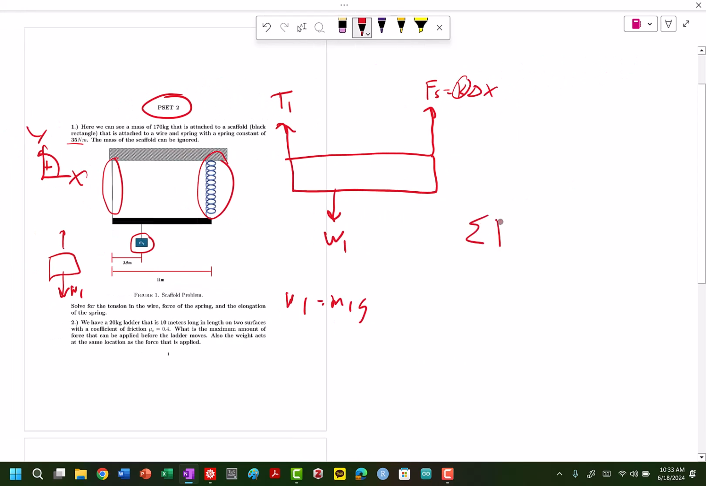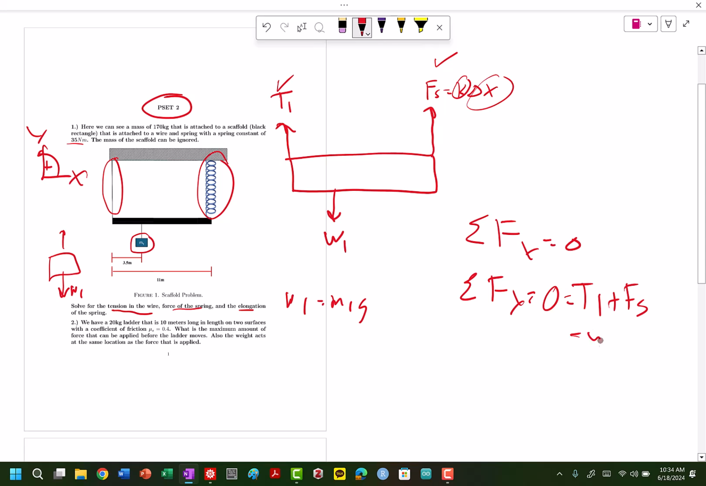So sum of the forces. So what are our unknowns here? We need to solve for the tension of the wire, the force of the spring, and the elongation of the spring. So we need to solve for this, and thus this, and then this. So we have 2 unknowns effectively, so we need 2 equations. So sum of the forces in X equals 0. There's no forces in X. Sum of the forces in Y equals 0 equals tension 1 plus force in the spring minus the weight 1.